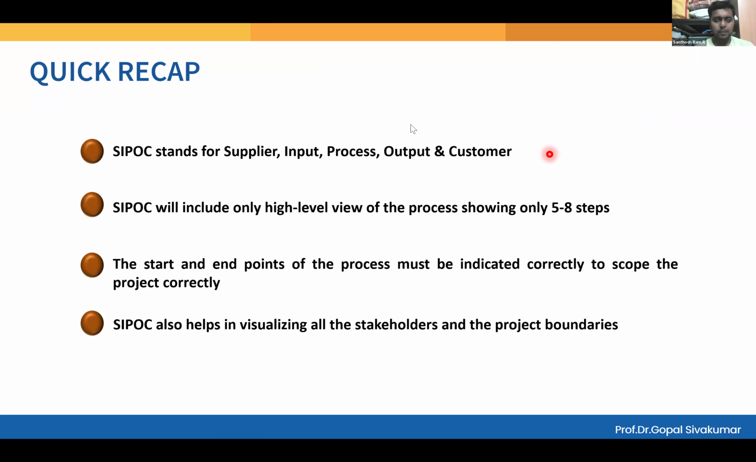Sir, will the SIPOC diagram be useful only for regular operations, or also for the projects that we are going to take, say Lean Six Sigma? Your project only I'm saying. In Six Sigma, our project is nothing but process improvement. And you have to tell clearly the process you are going to improve. What is the process you are going to improve? What is the starting point?